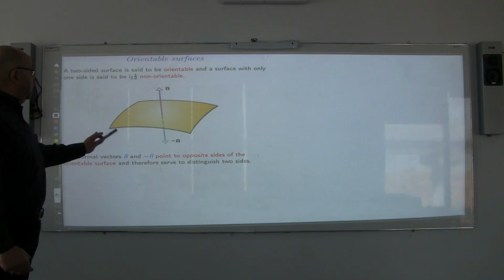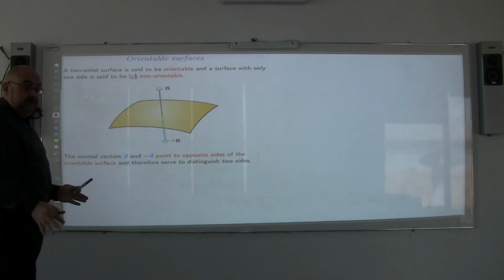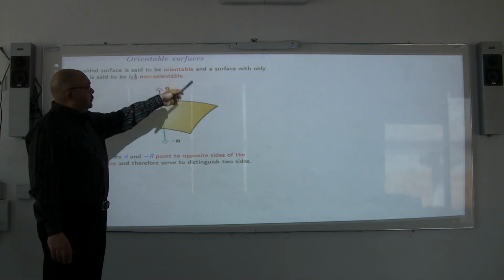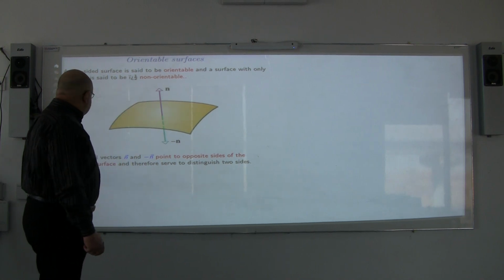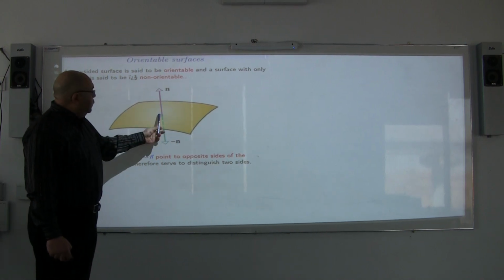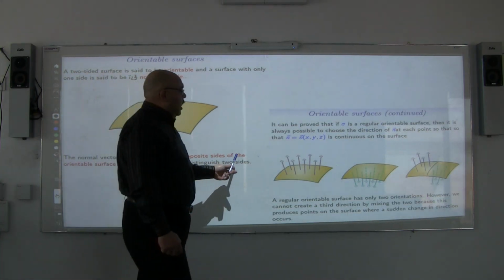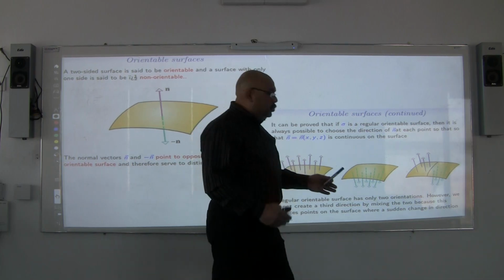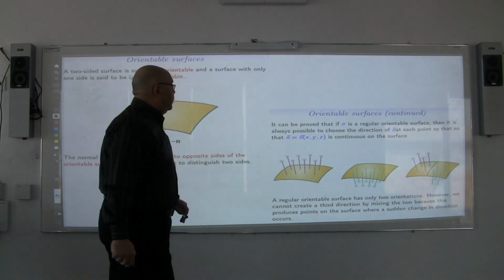Okay, now for the orientable surfaces, and as I told you, these are the parts from our slides. Two-sided surfaces are said to be orientable, with only one side is said to be non-orientable. The normal vector for the orientable, this is the n positive, that's the n negative. The non-orientable surfaces, you will have them both together linked in one part or one strand.